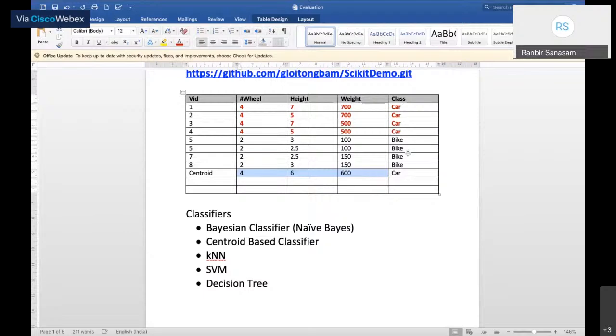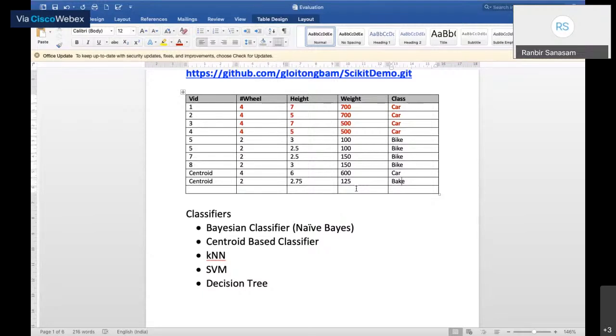Similarly, you find the central point for bike. You find the centroid point here. This is 2, where 2.75 or something. This may be something like 1 or something like this. So this is the central point for bike. So in the centroid-based classifier, you don't have to do anything. You are just training on the data set. You just find a central point of each of the classes.